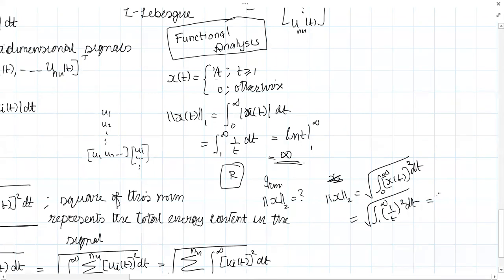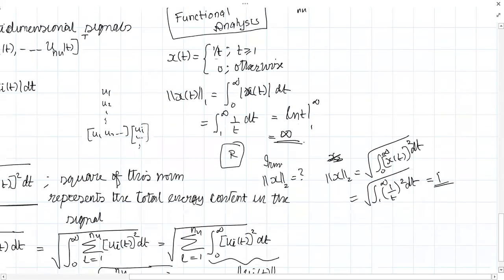Okay. So what can you tell about the energy content of the signal? Is it bounded, having finite energy or infinite energy? Finite energy, sir. Why finite energy? Because the 2 norm is a finite quantity. Whenever you take the 2 norm of a signal, that will give you the energy content.